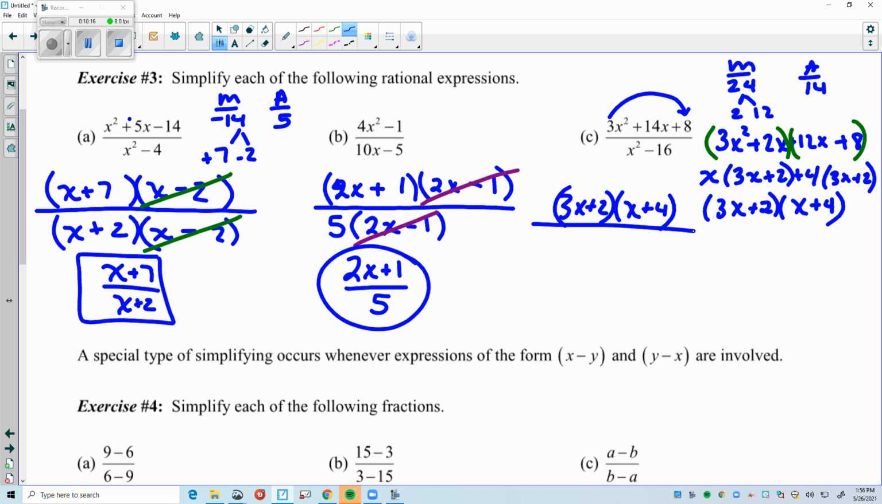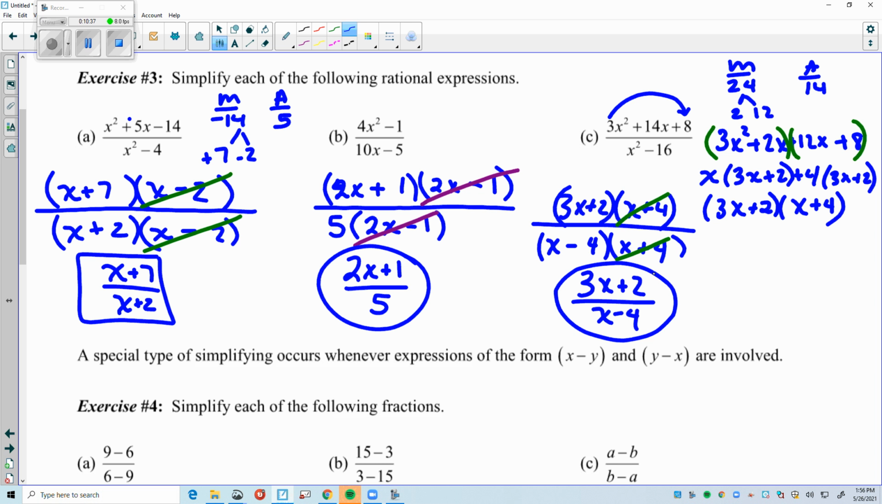Okay, the denominator, again, difference of perfect squares. So we have an x minus 4 and an x plus 4. Okay, take a look at our common factors. I can see these are our common factors. Those can get reduced out to 1. And so now in my numerator, I have 3x plus 2. In the denominator, I have x minus 4.